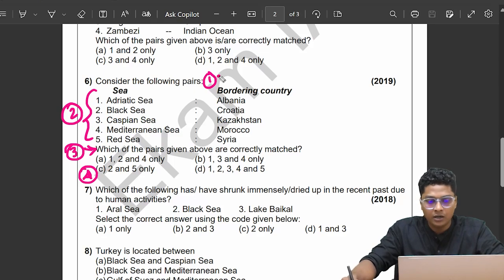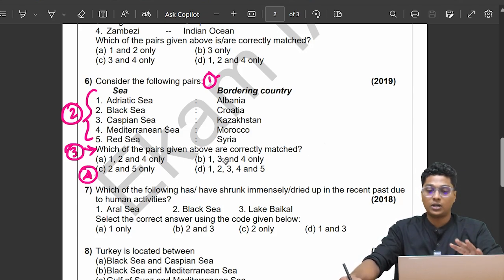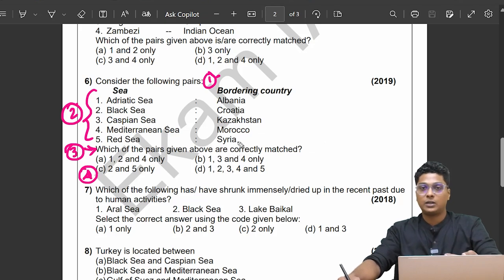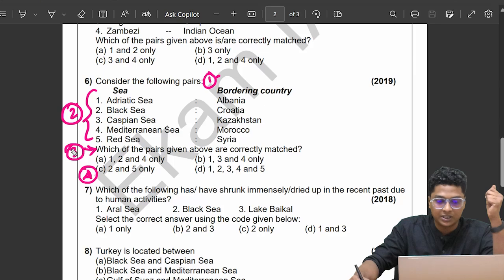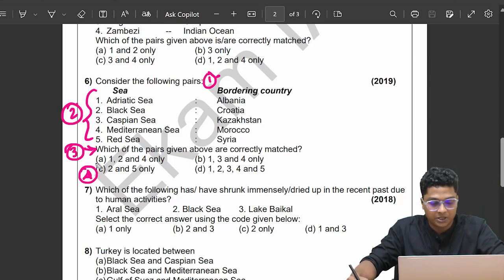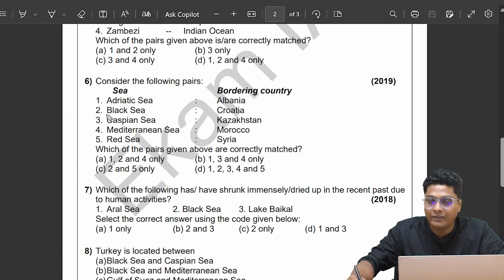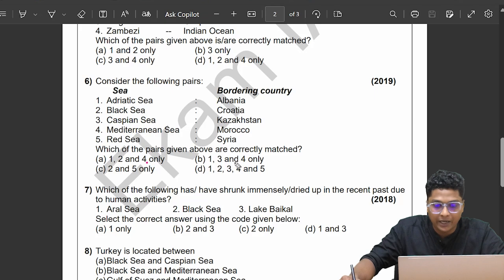Always read the question from 1, skip the 2, then come to the 3 so that you will get the question. So this question is regarding which of the pairs given above are correctly matched. It is not incorrectly matched or not correctly matched. Rather, what is asked is correctly matched. Okay, so we understood the question. Going through the options, in a 5-statement question there will be a lot of repeating options. 1, 2, 4. 1, 3, 4. So 4 is repeating here, right? 4 is also here.